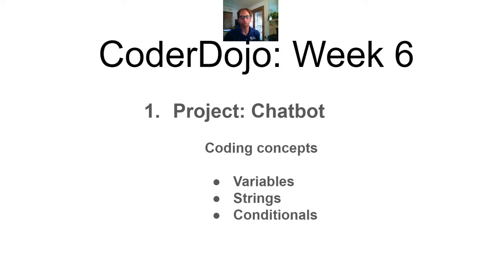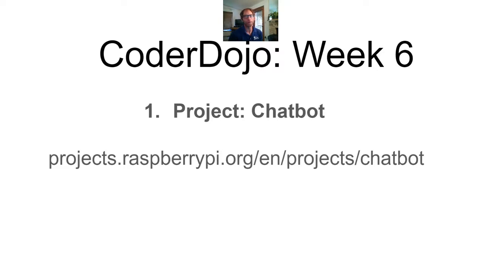So let's go ahead and take a look at our chatbot project, just to see what we're going to be building today. So go ahead and on your web browser on your computer, go to this web address. And if you need to pause the video right now, go ahead and do that to jot down this web address. It's on the Raspberry Pi website, which is the organization that provides the curriculum and projects that we're doing here in Coder Dojo.